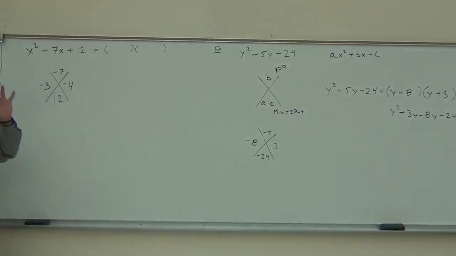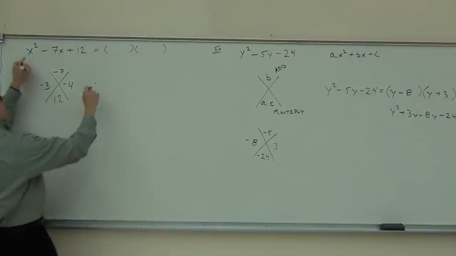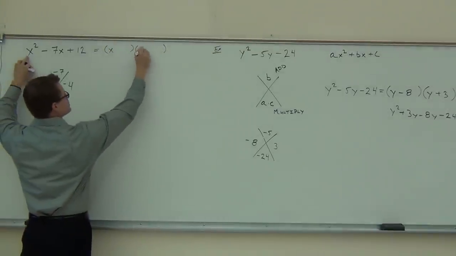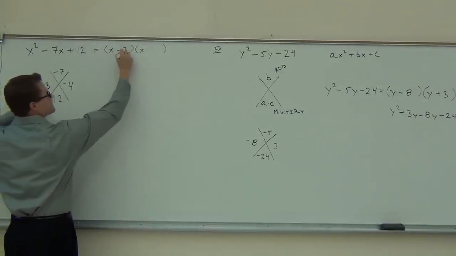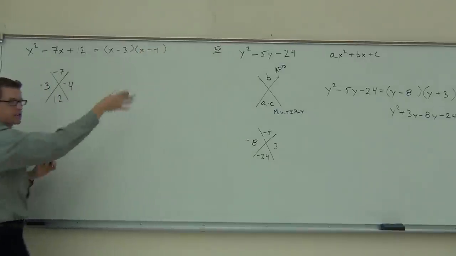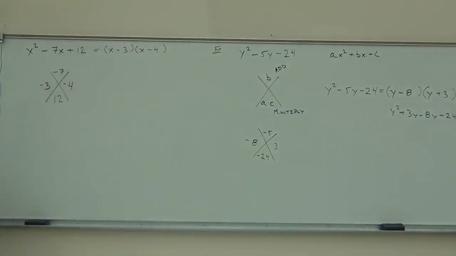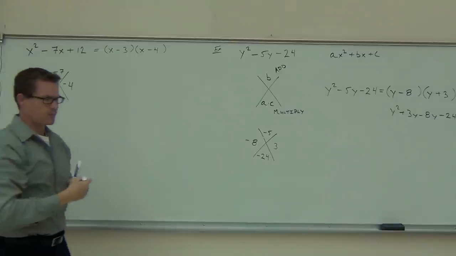What are we going to write inside of our two parentheses? x minus 4, x minus 3. Good. We have a variable x, and we are going to use our x. And we're just going to put the minus 3, minus 4. You can check it with distribution. That one's going to work out. How many people got that one? Fantastic. That's really good. Very, very good.